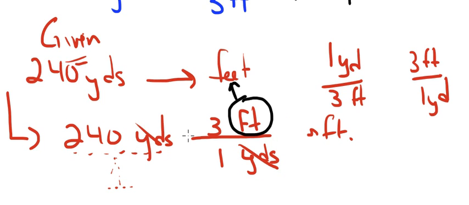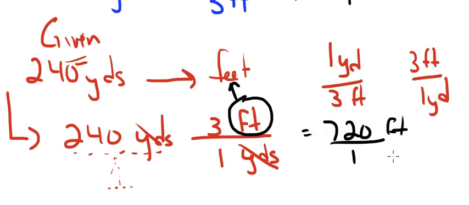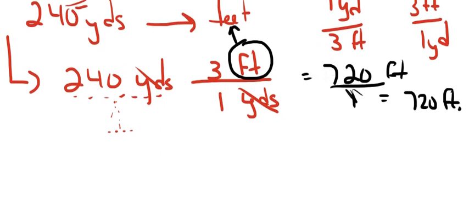So I did it. And now I simply do the math. All I have to do now is do the math, and I'll have my answer. Obviously, when I take 240 times 3, it gives me 720, and I'm in feet, so my answer is feet. 1 times 1 is 1. It's 720 over 1. We don't really show the 1, so it's just 720 feet. That's the answer. That's how we do that. That make sense? Okay. Any questions about that, guys?